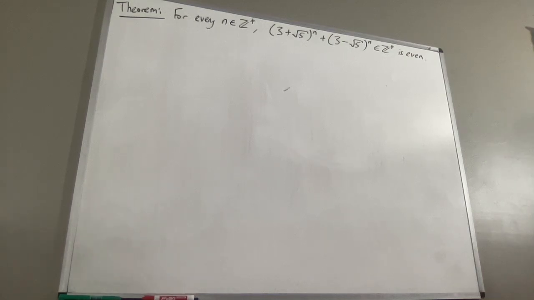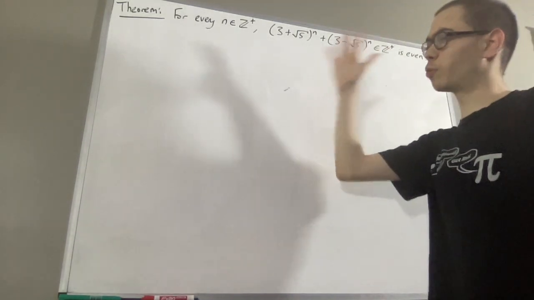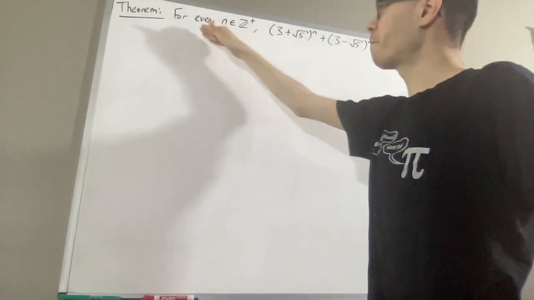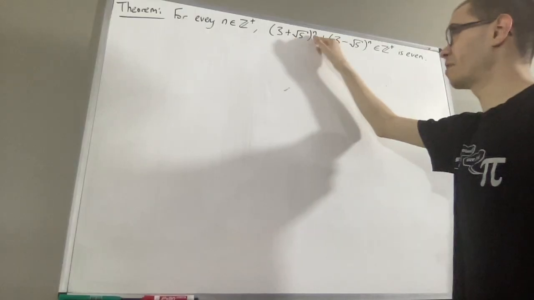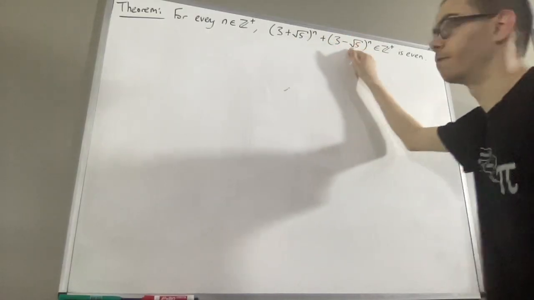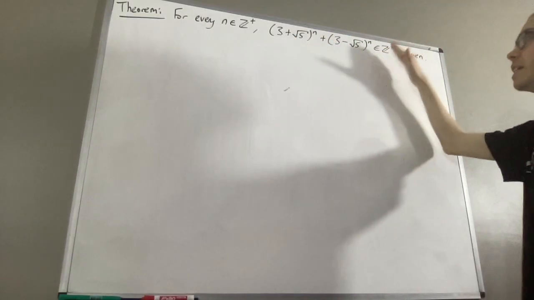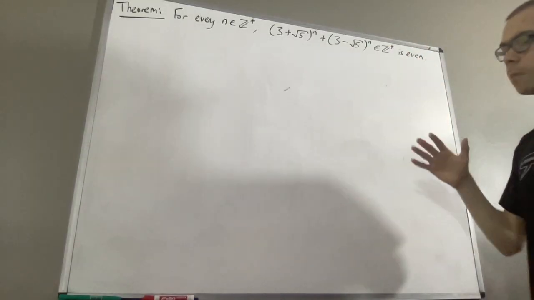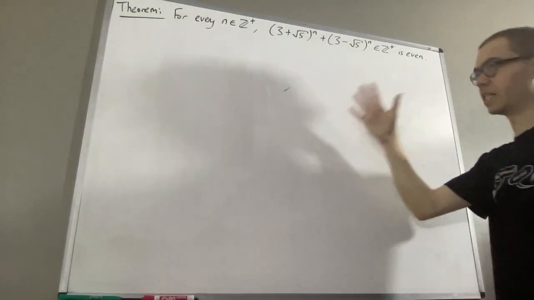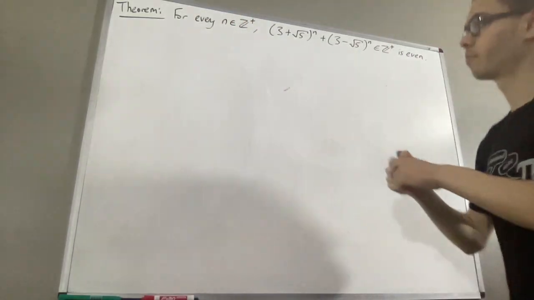Hello! In this video, we're going to prove the following theorem. For every positive integer n, (3 + √5)^n + (3 − √5)^n is an even integer, and it's positive. So, let's first do some scratch work to see how we could prove this.